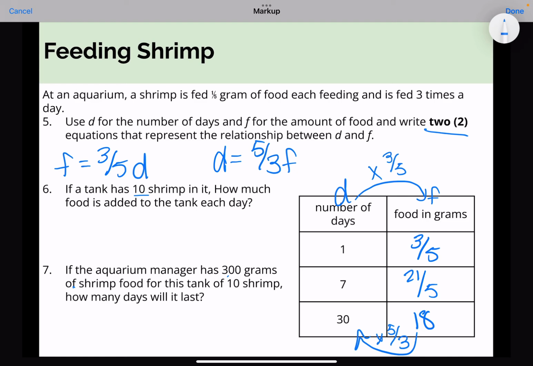Now, if a tank has 10 shrimp in it, we are going to take our 3/5 and multiply it by 10, because our 3/5 is how much food is fed to one shrimp. So we're trying to figure out 10 shrimp. So this is the same as 3/5 times 10 over 1. And then we'll get 30 over 5. And 30 over 5 is just 6. So they are going to feed 6 grams of food each day for 10 shrimp.